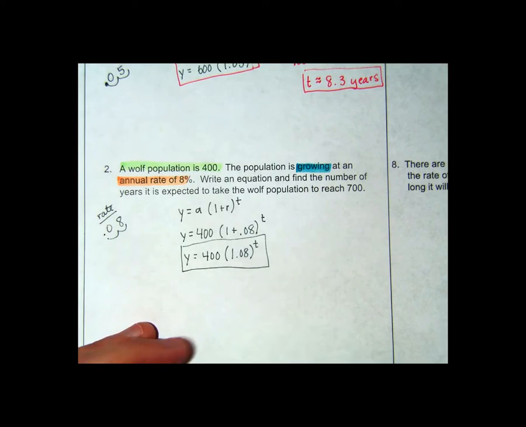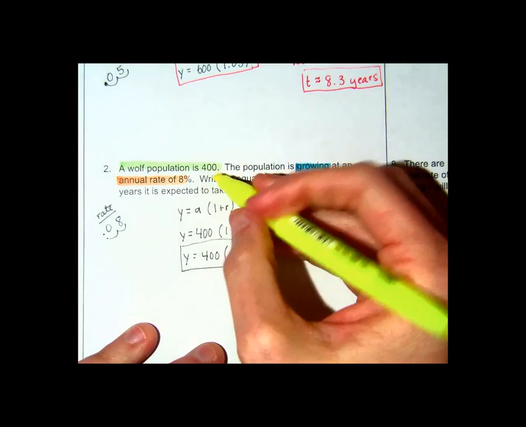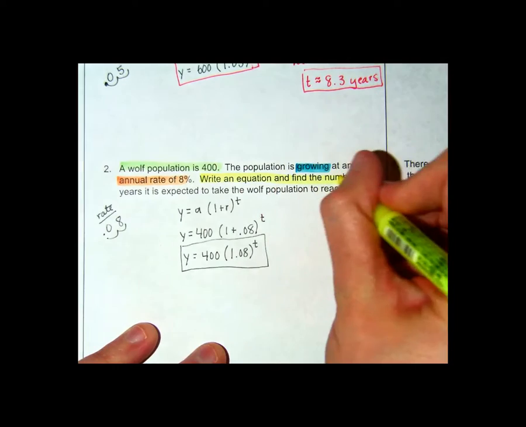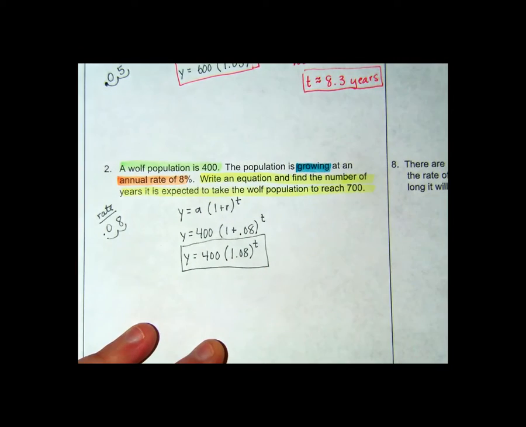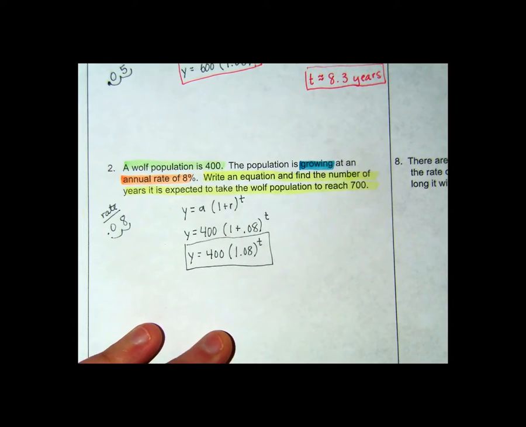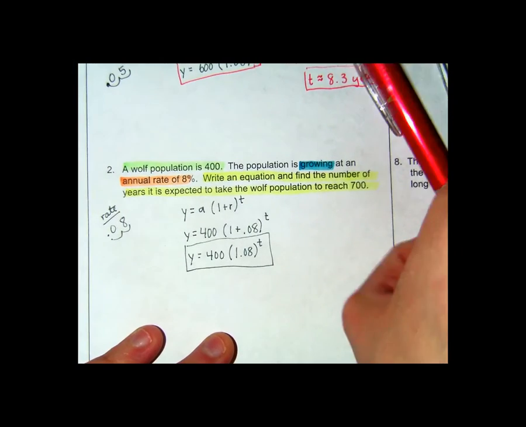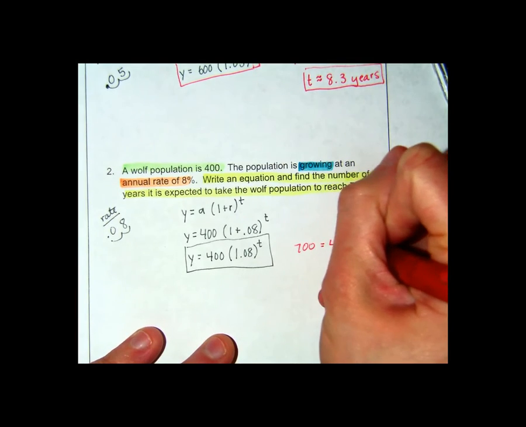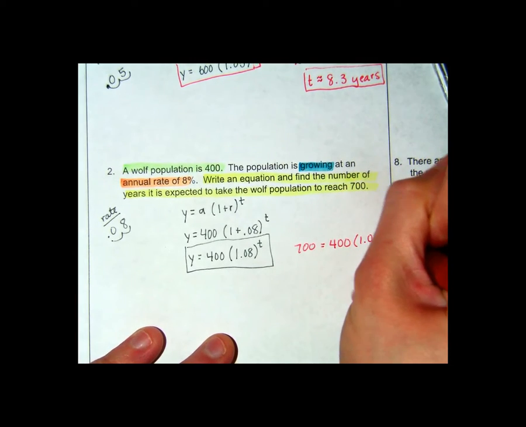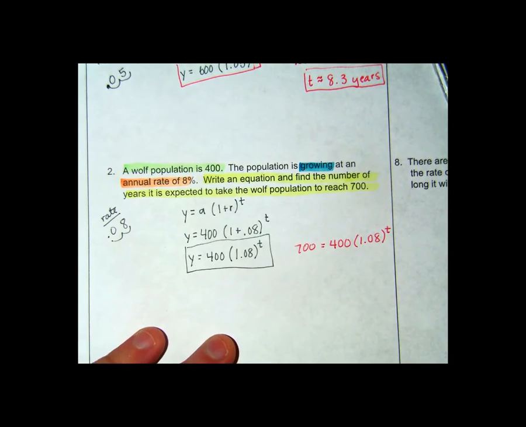The rest of this question says, first of all, write an equation, but we're done. And find the number of years it is expected to take the wolf population to reach 700. That means, what year will this reach 700?